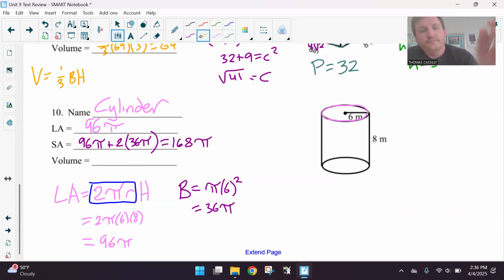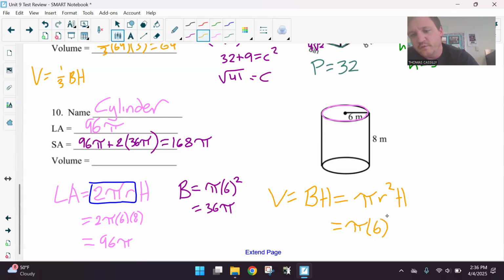All right, and the volume. Volume for a cylinder is the area of the base times the height, just like any other prism. The area of the base is pi r squared. So we're going to have pi r squared times the height. That's going to be pi times 6 squared times the height. 36 times 8 gives us 288. I feel like that number's popped up somewhere else here. 288 pi. And so the volume is 288 pi.